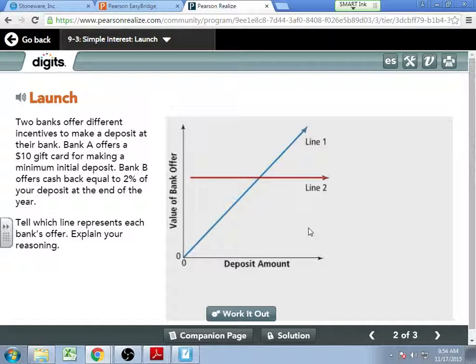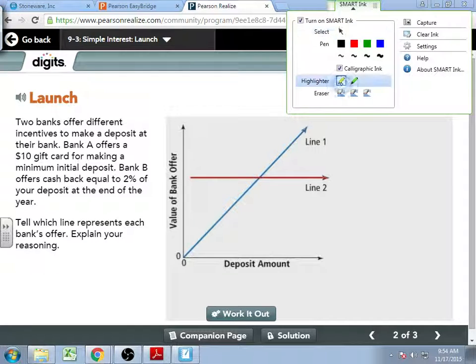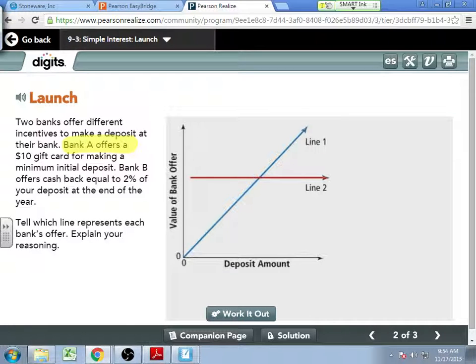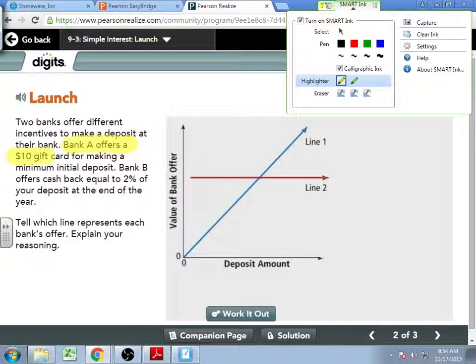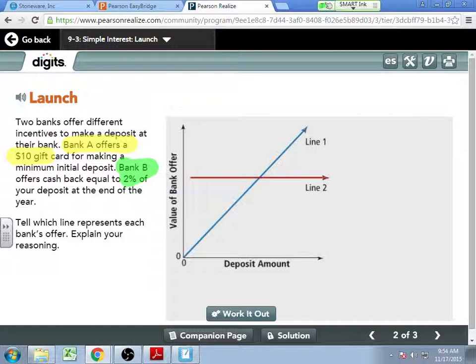We have to spend that money again. But is it? Kind of. When you spend money, it's kind of assuming that you're paying it off, and if you pay it off quickly, then you don't get charged interest. So which line do you think matches with which offer? Bank A is the $10 gift card. Bank B is going to be 2% of all your purchases.